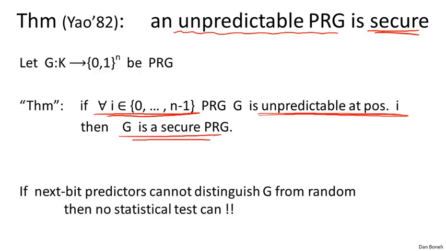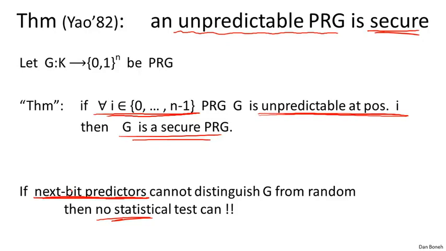I want to paraphrase this in English, and so the way to interpret this result is to say that if these next bit predictors, these predictors that try to predict the i plus first bit given the first i bits, are not able to distinguish G from random, then in fact no statistical test can distinguish G from random. So next bit predictors are in some sense universal predictors when it comes to distinguishing things from random. This theorem, by the way, is not too difficult to prove, but there's a very elegant idea behind its proof. I'm not going to do the proof here, but I encourage you to think about this as a puzzle and try to prove this theorem yourself.